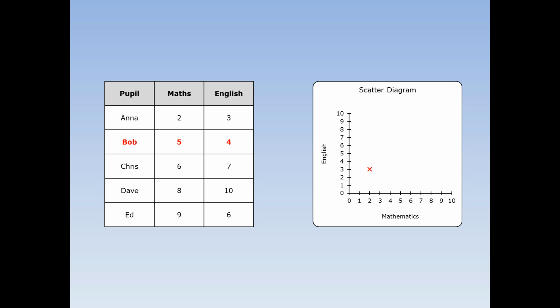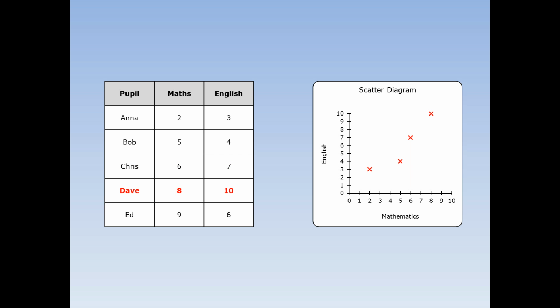Bob got 5 in maths and 4 in English. This is the place where 5 in maths and 4 in English cross over, and I put a little cross. Chris got 6 in maths and 7 in English. This is where 6 in maths and 7 in English cross over, and I put a cross.